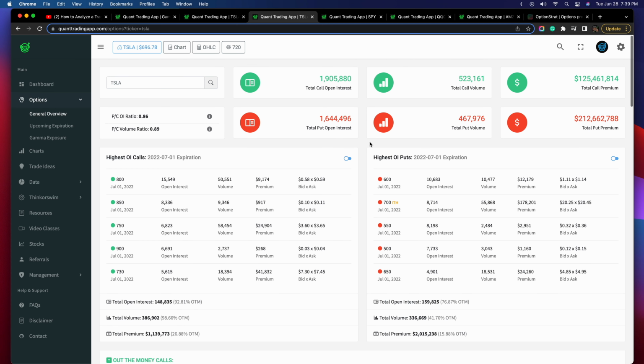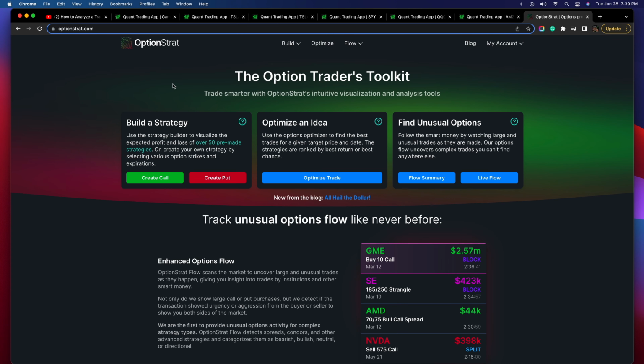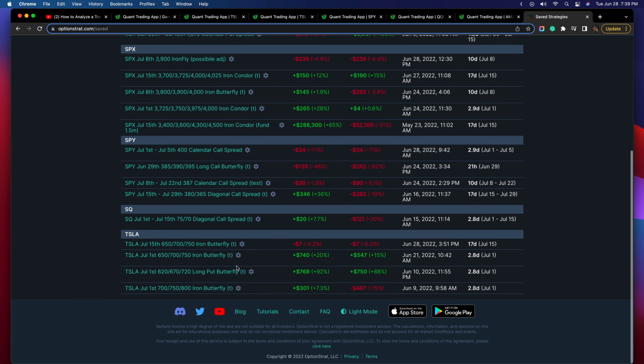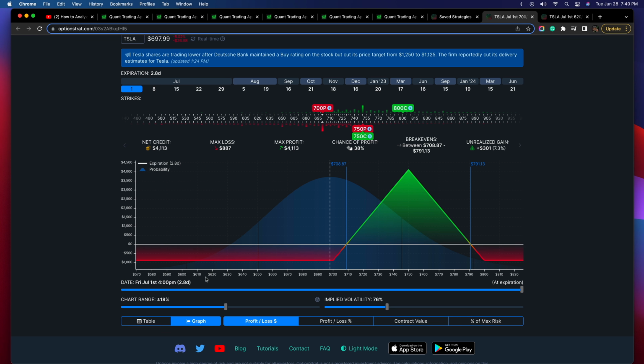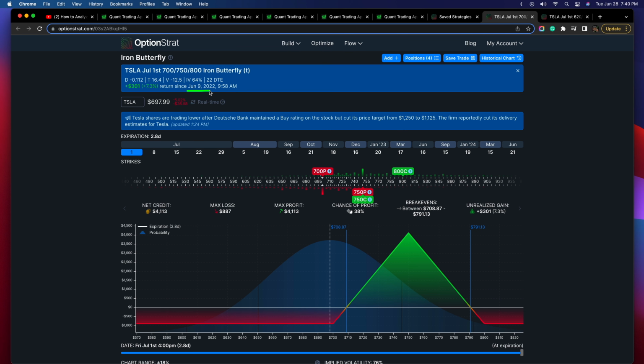from its options. Now, if we jump to one of my favorite sites to use, called Option Strat, we can take a look at these saved trades that I was in, and let's pull up these two right here because these are the trades we're going to be discussing. This right here is what's referred to as an iron butterfly. So on June 9th, when Tesla opened, it hit 750, and I opened this iron butterfly.